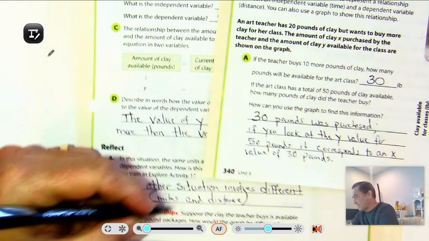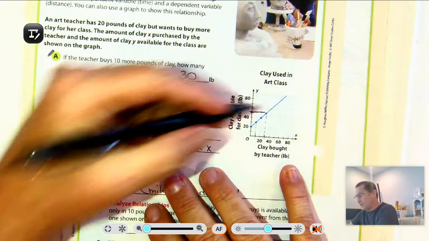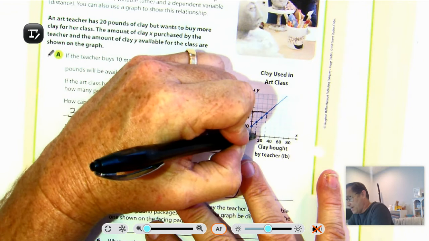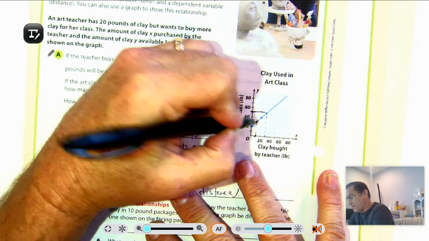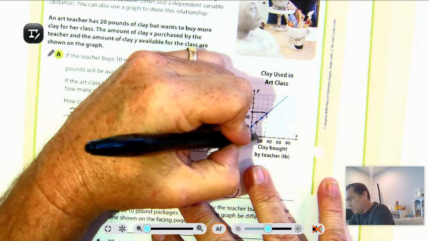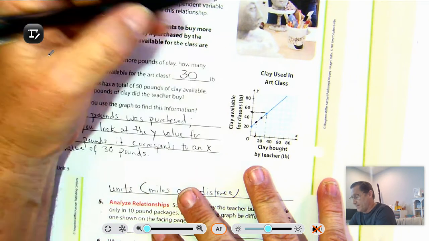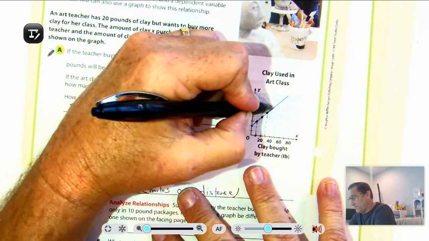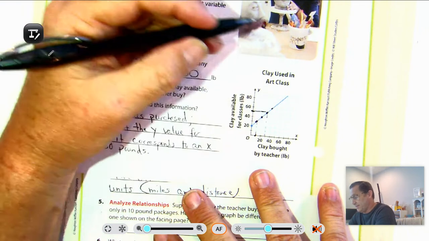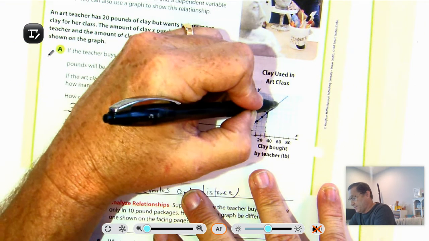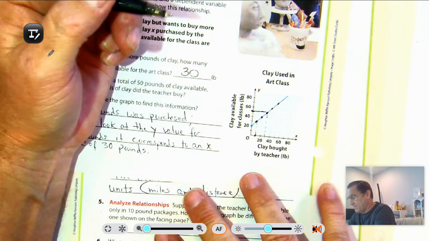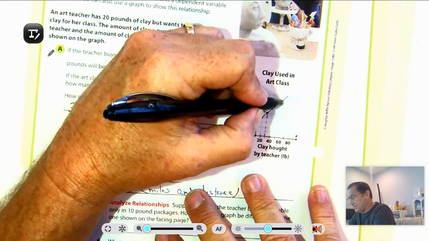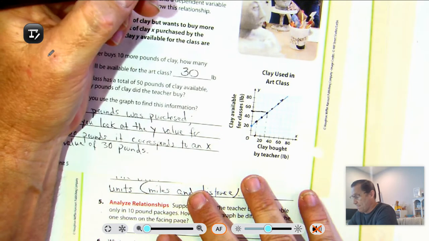So when I look at this, I see if she buys 10 pounds, she's going to have 30 pounds. If she buys 20 pounds, she'd have 40. If she buys 30 pounds, she'd have 50. If she buys 40 pounds, she'd have 60 available. If she buys 50, she'd have 70 pounds available. If she buys 60, she'd have 80 pounds available.